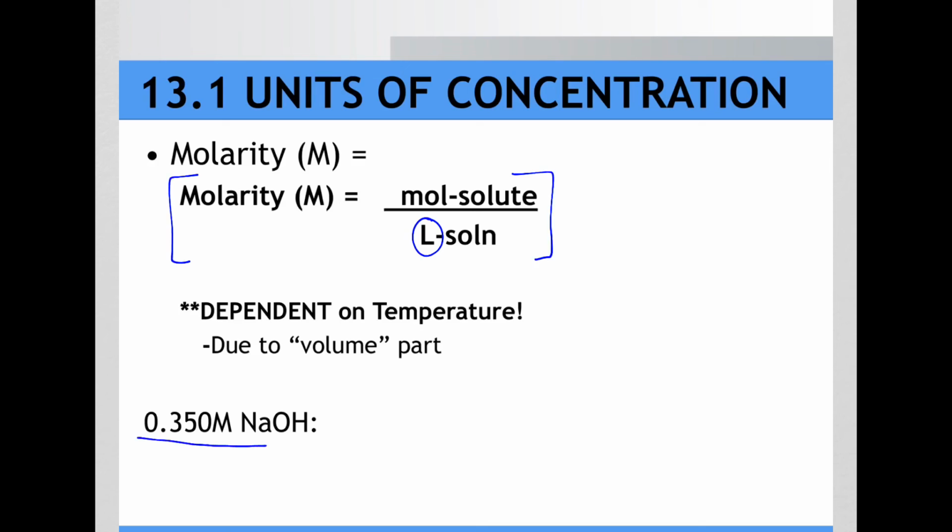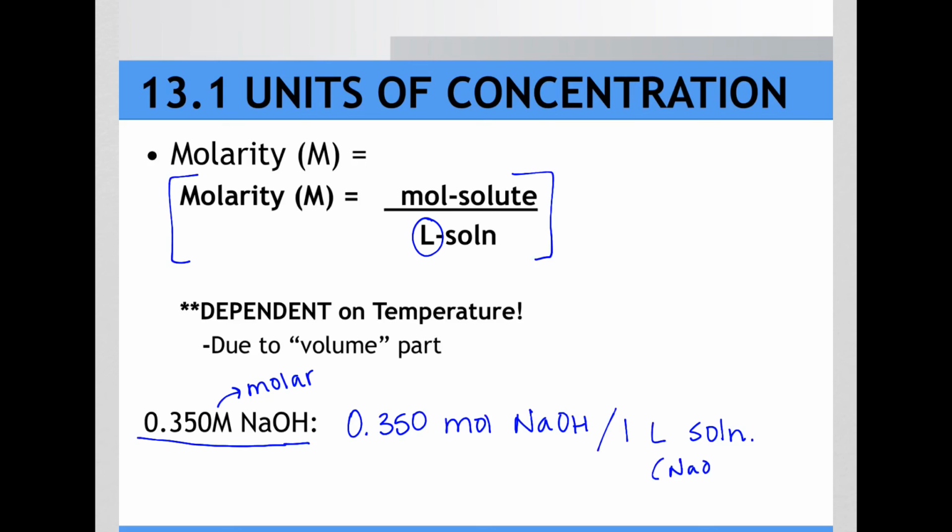So if I had a 0.350 molar, remember we read this one as molar, solution of NaOH, that would mean we had 0.350 moles of NaOH per 1 liter of solution. So again, assuming this was aqueous, that would be NaOH plus water.